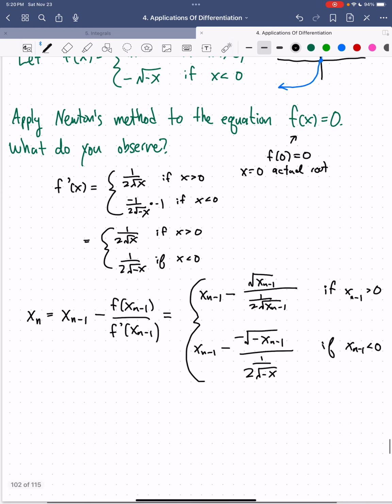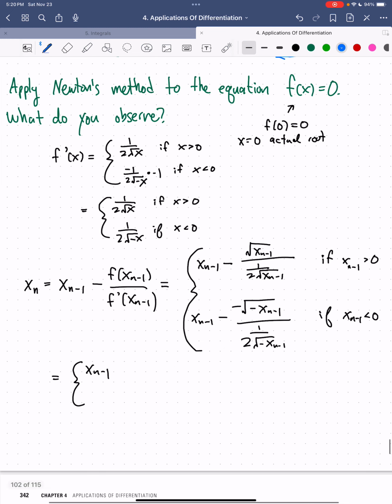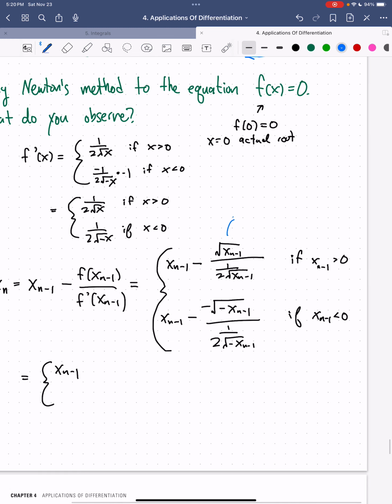Okay, well, if we simplify both of those fractions, what we end up with is xn minus 1. I guess we can simplify kind of to the side. Here we get root of xn minus 1, then times 2 times root xn minus 1. So that's 2 absolute value of xn minus 1, but because xn minus 1 is positive, that's just 2 xn minus 1. So that's nice.